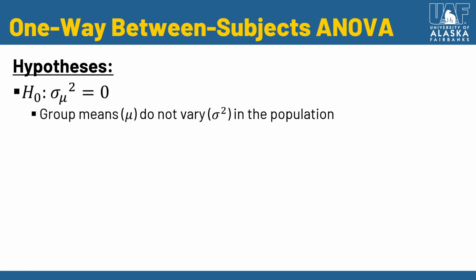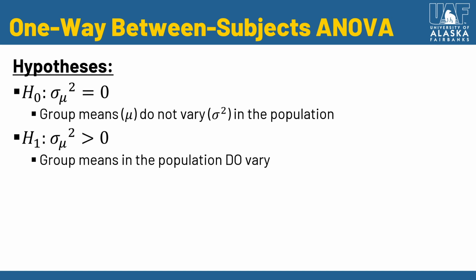Our hypotheses now are slightly different than before. Now our hypotheses are essentially statements about variance. Sigma squared, you'll recall, is a measure of variance or a notation of variance. And so now we're saying the variance of group means, right? Sigma sub mu squared equals 0. Then we're saying that the variance of group means is 0 in our null hypothesis. So in other words, we're saying that there is no difference between group means. Ultimately, that's what we're saying here.